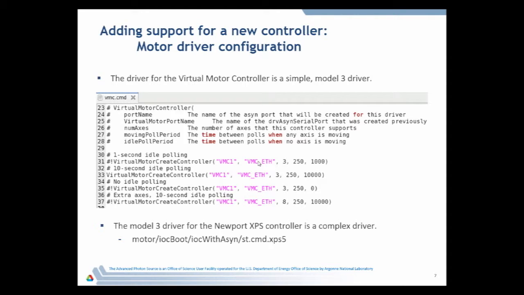If you'd like to see an example of a very complex controller setup, I refer you to the Newport XPS controller. It is different in that it needs information that you can't automatically determine to be specified when you create the axes for the controller. So in addition to calling a motor create controller line, you have to call axis create lines and tell it how many steps per unit. You have to tell it the name of an axis, otherwise the support just doesn't work.